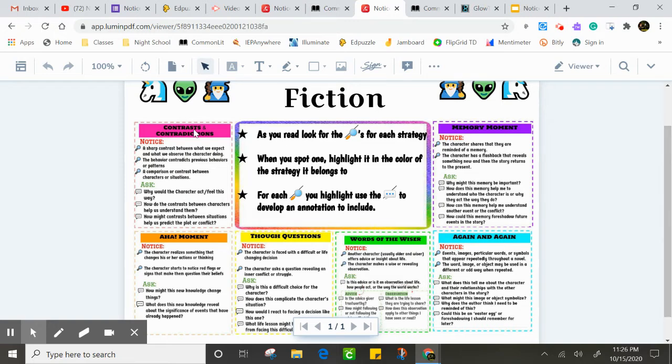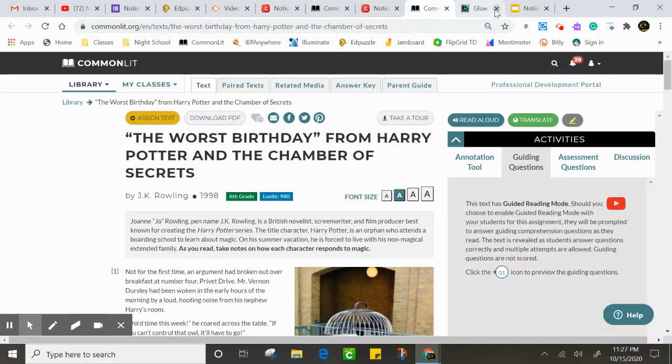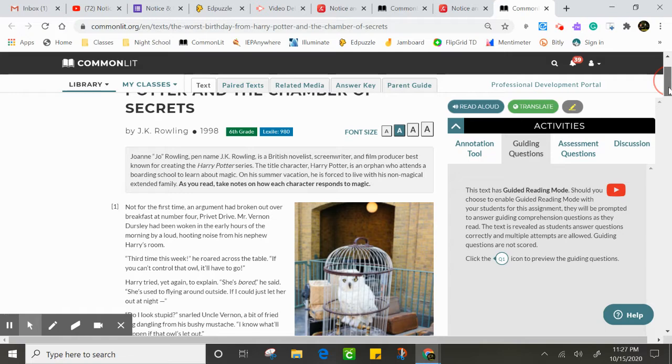All right, so we are going to be using pink if we find something that is an example of a contrast and contradiction. We're going to use orange if it's an aha moment. We are going to use green if it's a words of the wiser, and blue if it's something that's an again and again. All right. For now, we aren't going to look at the purple or the yellow because those haven't been introduced in class yet.